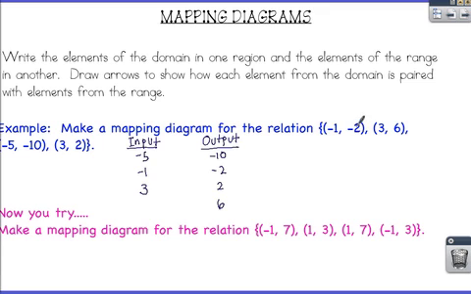So -1 is paired with -2, so we draw an arrow going from our input to the appropriate output. Then we have 3, which leads us to 6, so we draw an arrow from our input 3 toward our output of 6. And then we go from -5 to -10. And finally, we have the input 3 again, and this time the output is 2, so we do have 2 arrows originating from the 3, 1 to the output of 2 and 1 to the output of 6. And this is a mapping diagram for this relation.